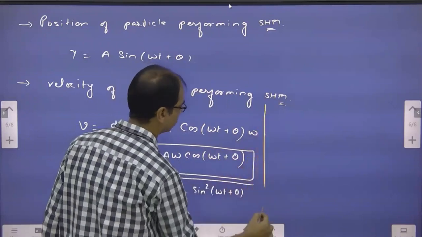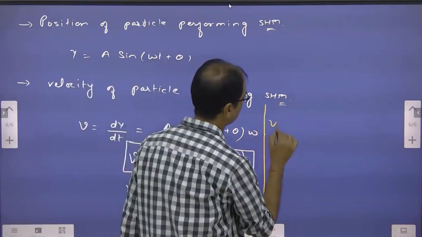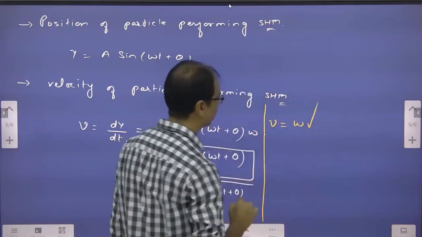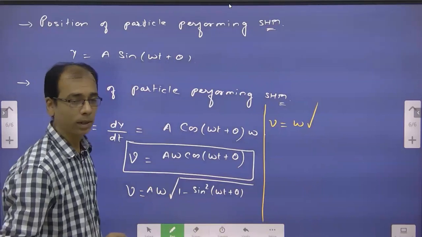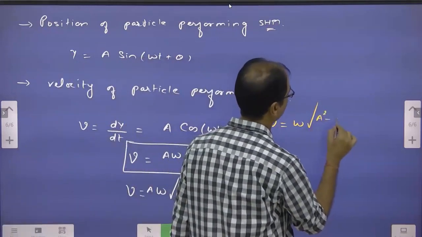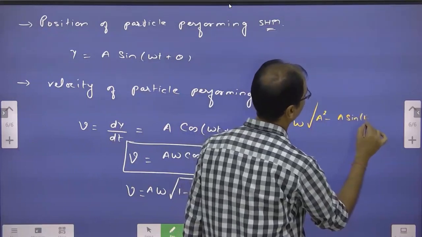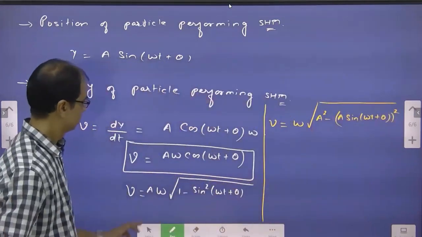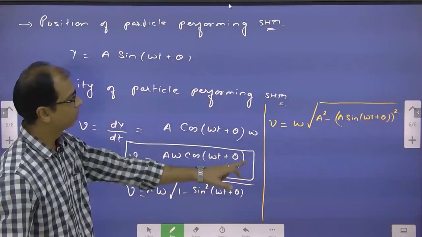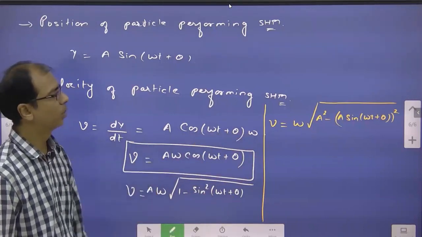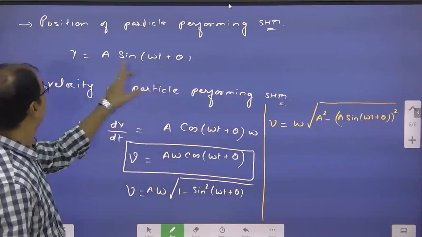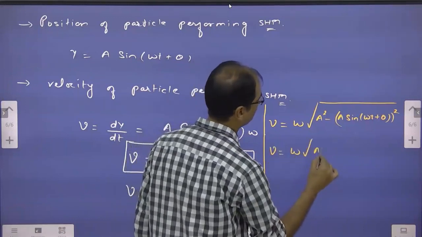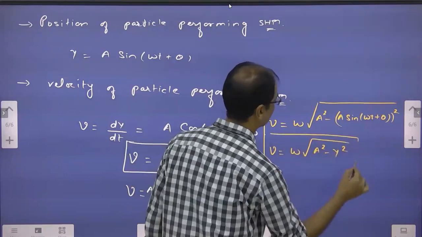Then what we can do? v equal to omega, this a I am taking inside the root. When a goes inside the square root, it becomes a square. So a square minus a sine of omega t plus theta whole square. But a sine of omega t plus theta is what? y. So the v value is omega root over a square minus y square. This is another form of v.